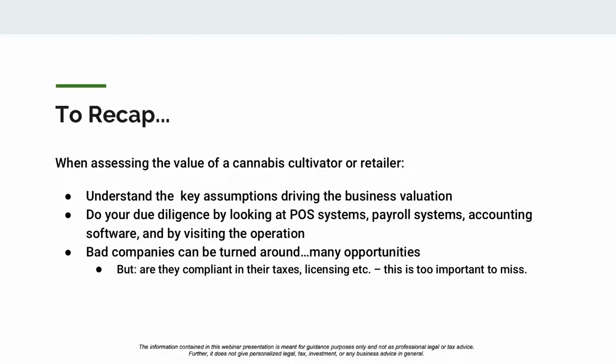But first, let's quickly do a recap of the previous webinar. We covered the valuations for cannabis cultivation and retailers. We understood the key assumptions driving the business valuations, and the importance of doing your due diligence by looking at point of sale systems, payroll systems, accounting software, and by visiting the operation, seeing the buildings, the cultivation, and how their dispensary operation works. Again, another important concept: bad companies can be turned around, and very often there are some great gems sitting there. And lastly, making sure that your potential target is compliant when it comes to taxes, licensing, and other compliance matters.